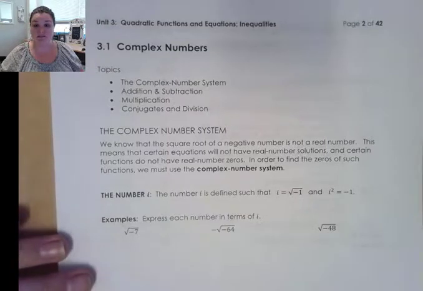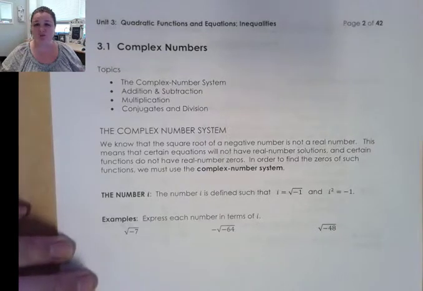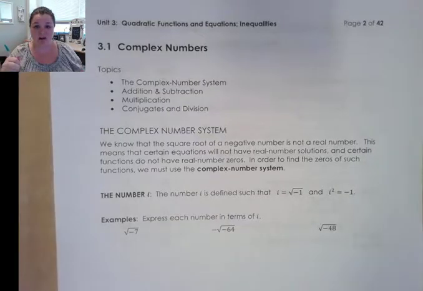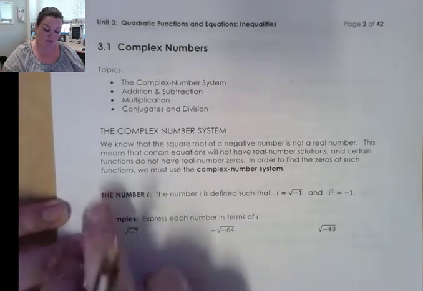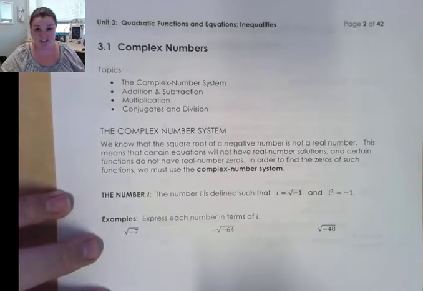All right, so we're going to go ahead and start Unit 3. 3.1 is all about complex numbers, which you may or may not have seen before, but we're going to start with that and just look at what they are, how we can add, subtract, multiply, and divide them, okay? So the complex number system is what we refer to when we're talking about imaginary numbers, right?